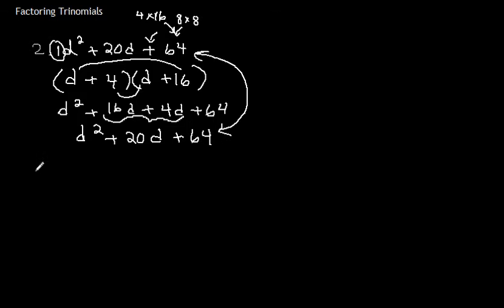Let's try another one. Let's go on to 4. R squared minus 18r plus 72. So, a trinomial factors into 2 binomials. What times what gives me r squared? That'd be r times r. What times what gives me 72, so that when I add the factors together, they give me 18.